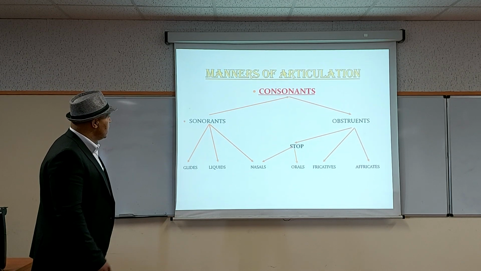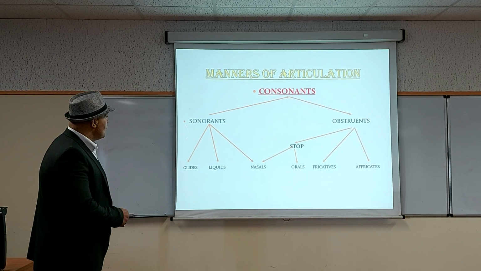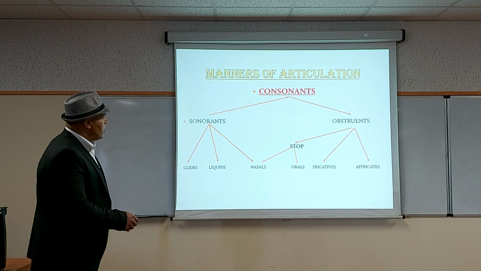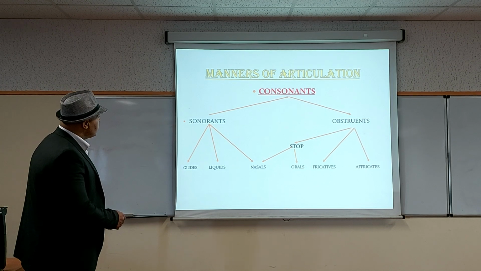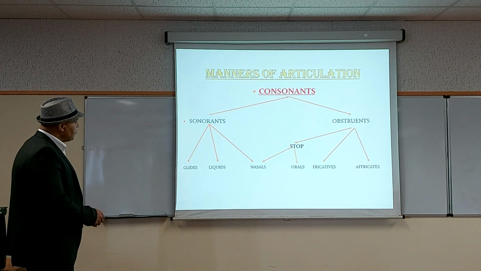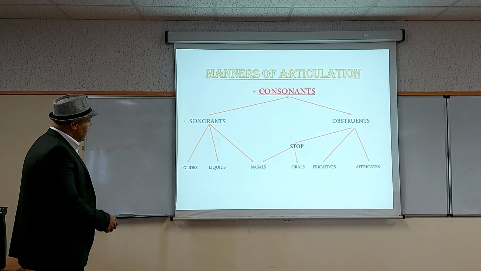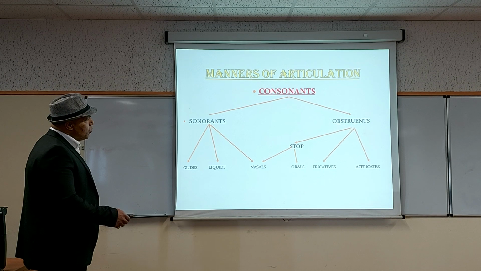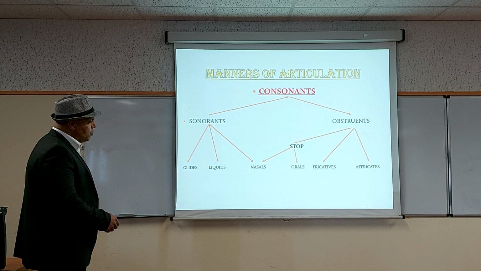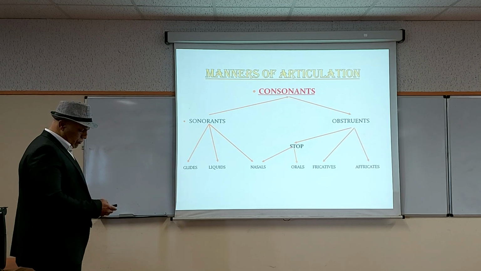Then we have manner of articulation. Consonants in manner of articulation are divided into two main parts. The first part, the sonorants, and the second part, the obstruents. Sonorants consist of glides, liquids, and nasals. And the obstruents consist of stops. Stops also are divided into nasal stops and oral stops. Then we have the fricatives and the affricates.